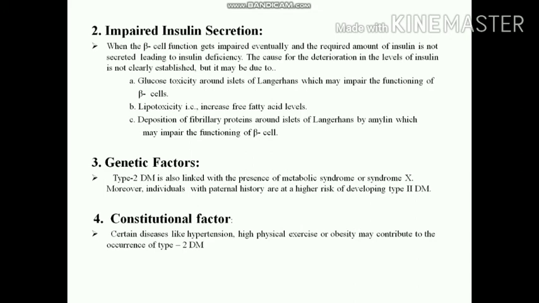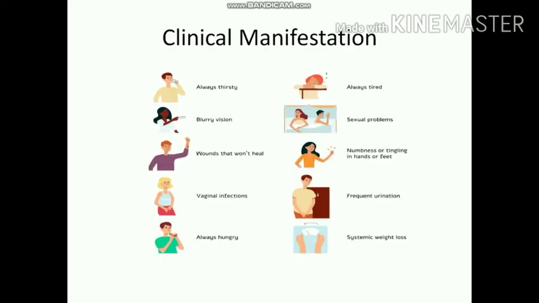And number 4 is constitutional factor. Certain conditions like hypertension, lack of physical exercise or obesity may contribute to the occurrence of type 2 diabetes. Okay. Next are the clinical manifestations or signs and symptoms of diabetes mellitus.